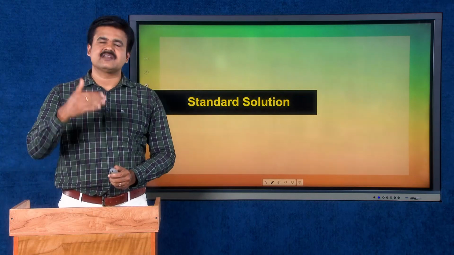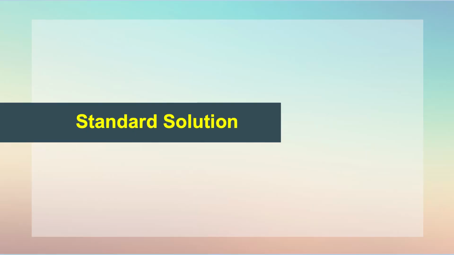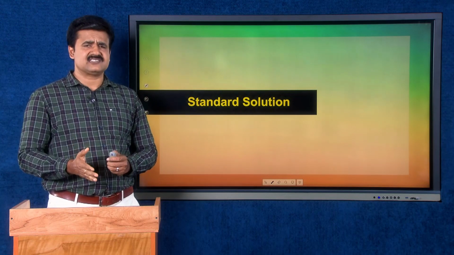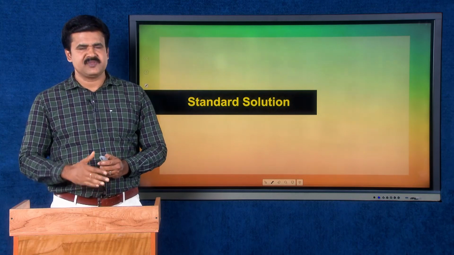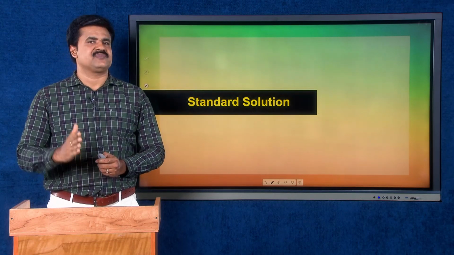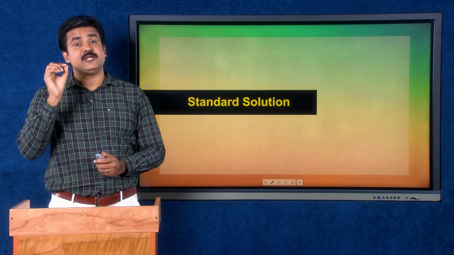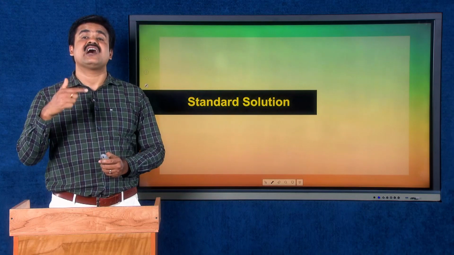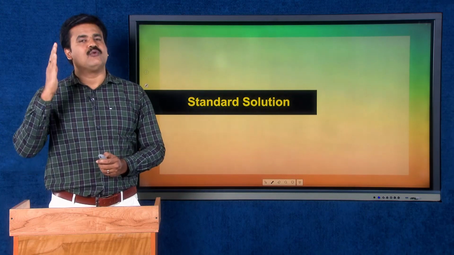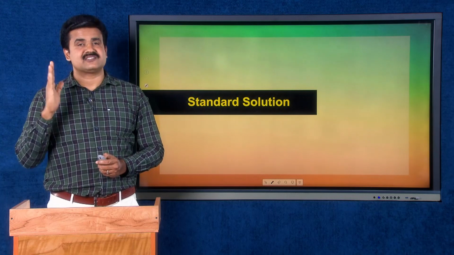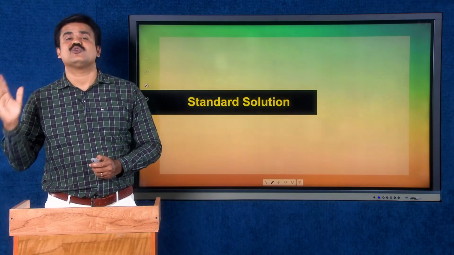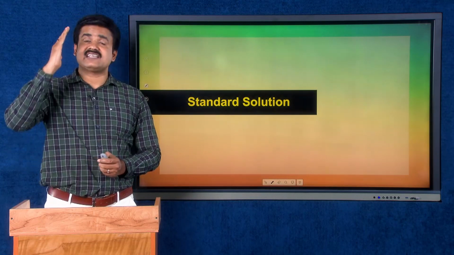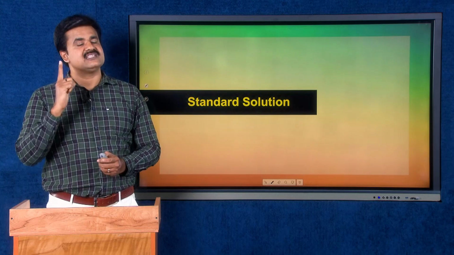Now, another part of the present module is the standard solution. It is very clear that in volumetric analysis, there must be two types of solutions. One solution is the titrant, a solution with exactly known concentration. The next one is the analyte, whose concentration has to be evaluated. A solution whose concentration is exactly known is called the standard solution.